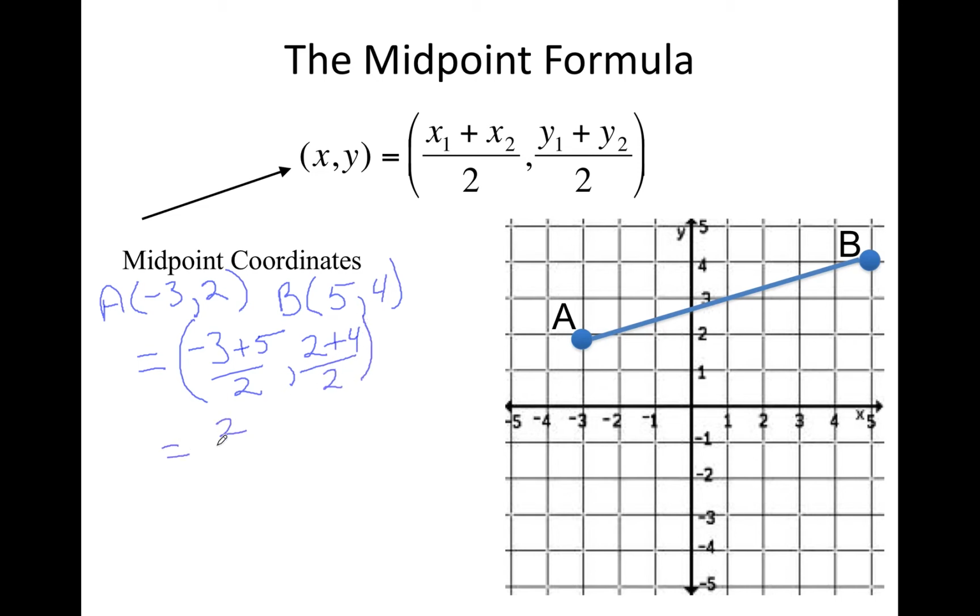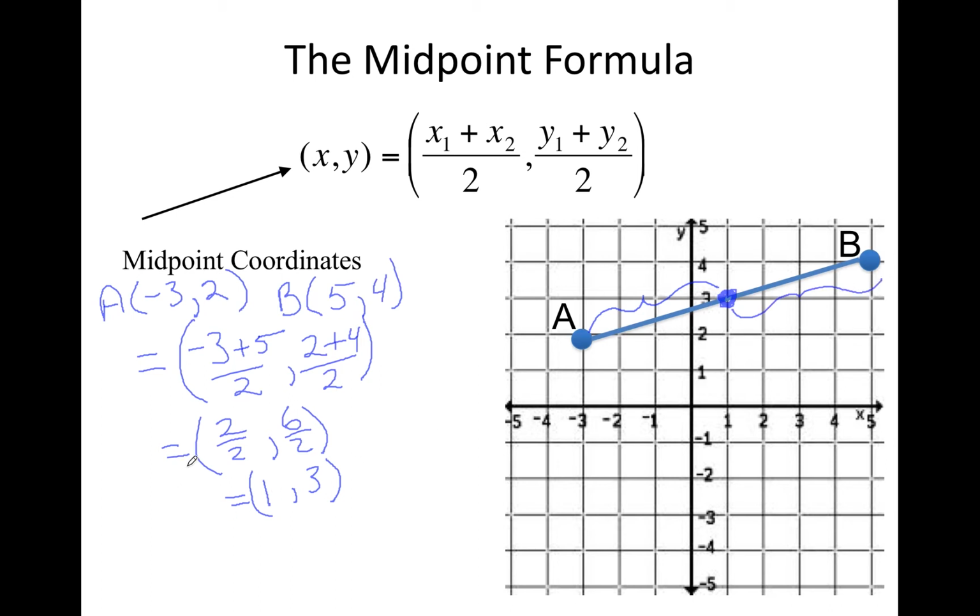-3 plus 5 is 2. Divide by 2. 2 plus 4 is 6. Divided by 2. The midpoint formula gives us an answer of 1, 3. So let's go over to 1, 3. That would be our midpoint, which looks like it's directly in the middle of these 2 points.